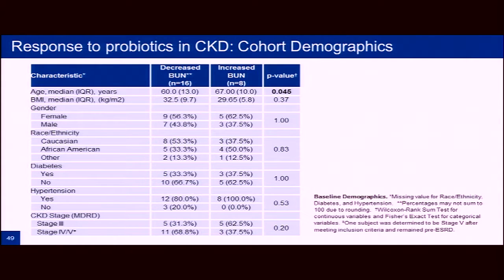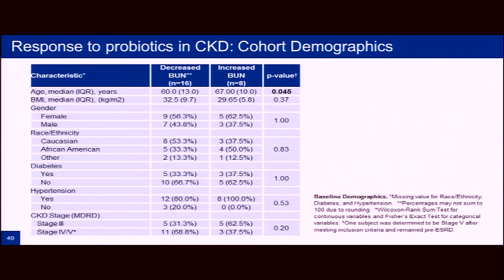So for our study, we divided the samples into 2 groups based on how BUN changed in response to the treatment. So for responders, we considered people who had a BUN that decreased over the 4-month time period in response to the probiotic, and the non-responders had an increase or stayed the same over time. And the demographics are well matched. The only characteristic that was different between the 2 groups statistically was age.